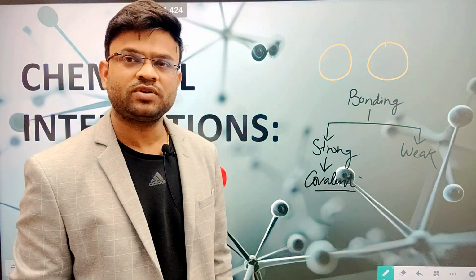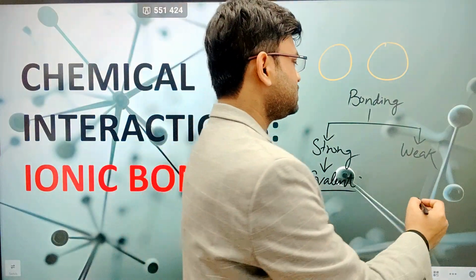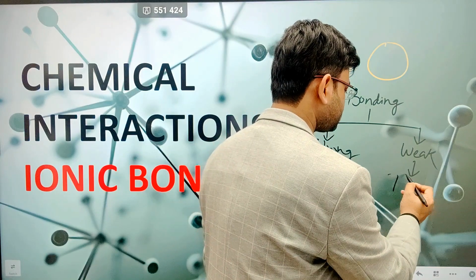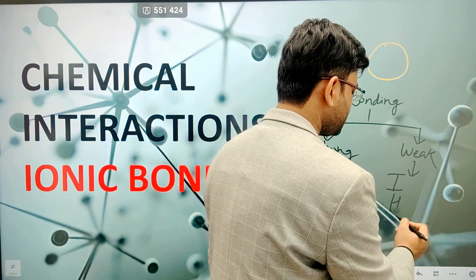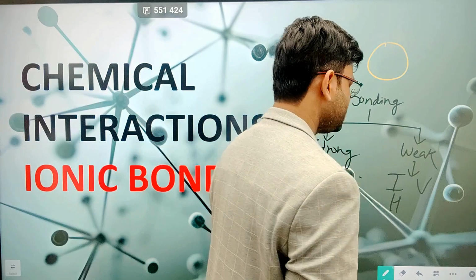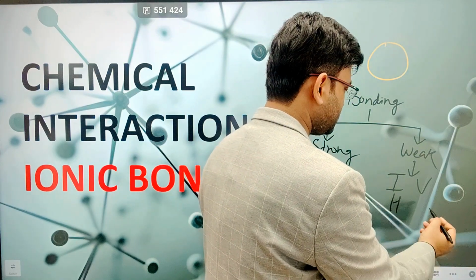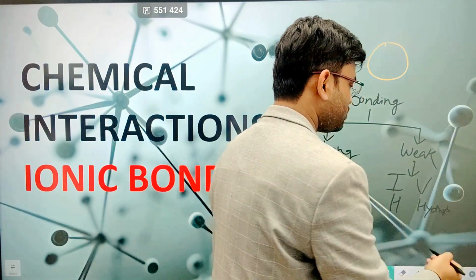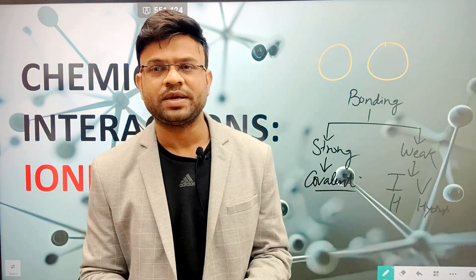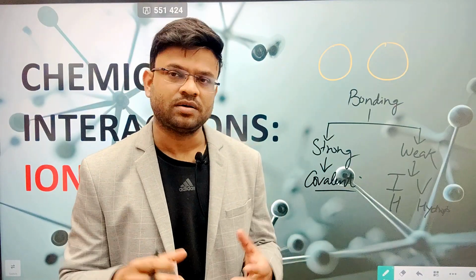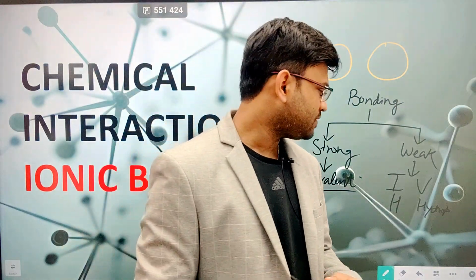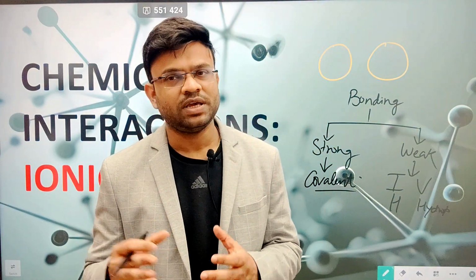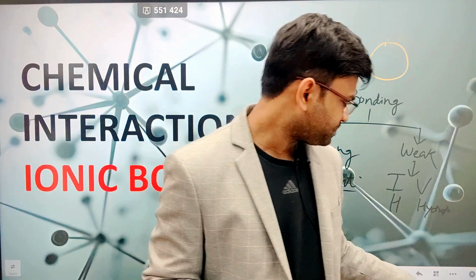And if I'm talking about weak interactions, then weak interactions can be of numerous types. For example, ionic bonding, hydrogen bonding, van der Waals bonding, the hydrophobic interaction, and so on and so forth, or dipole-dipole interactions. There are multiple types of interactions that come under weak bonding. So in today's lecture, I will be focusing on the first weak bonding, and that is ionic bonding.